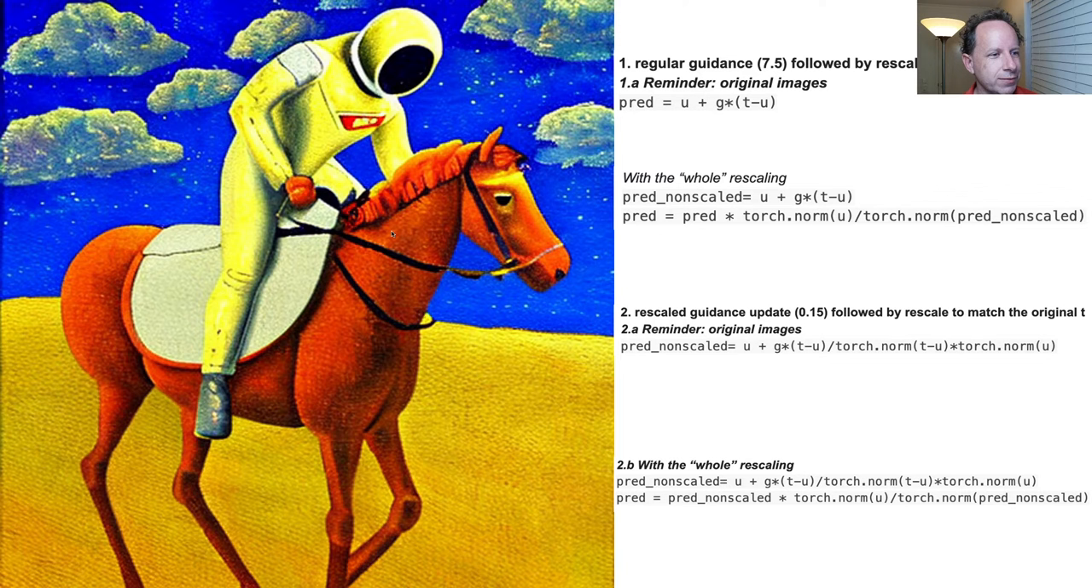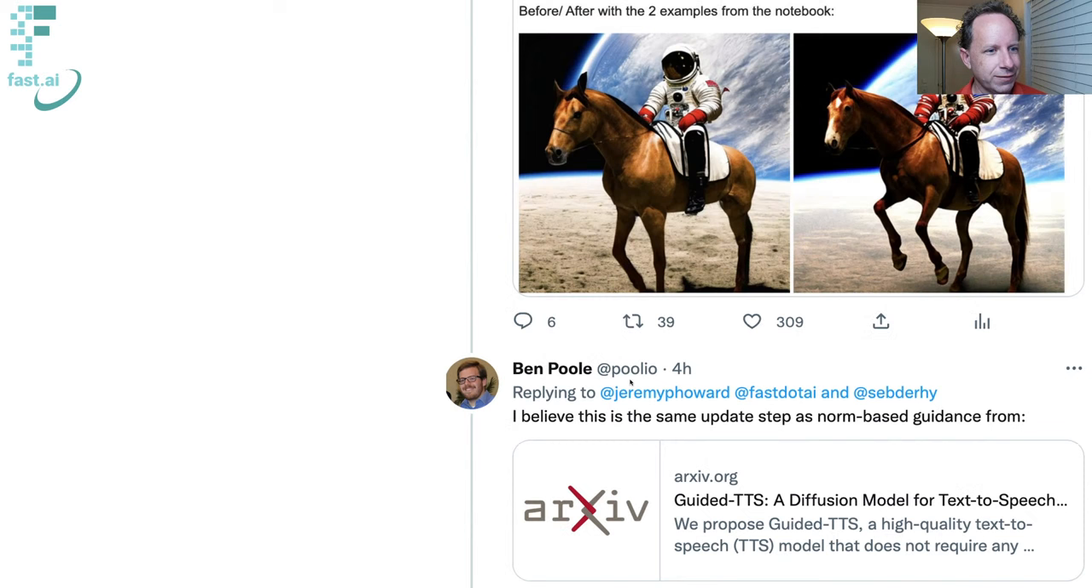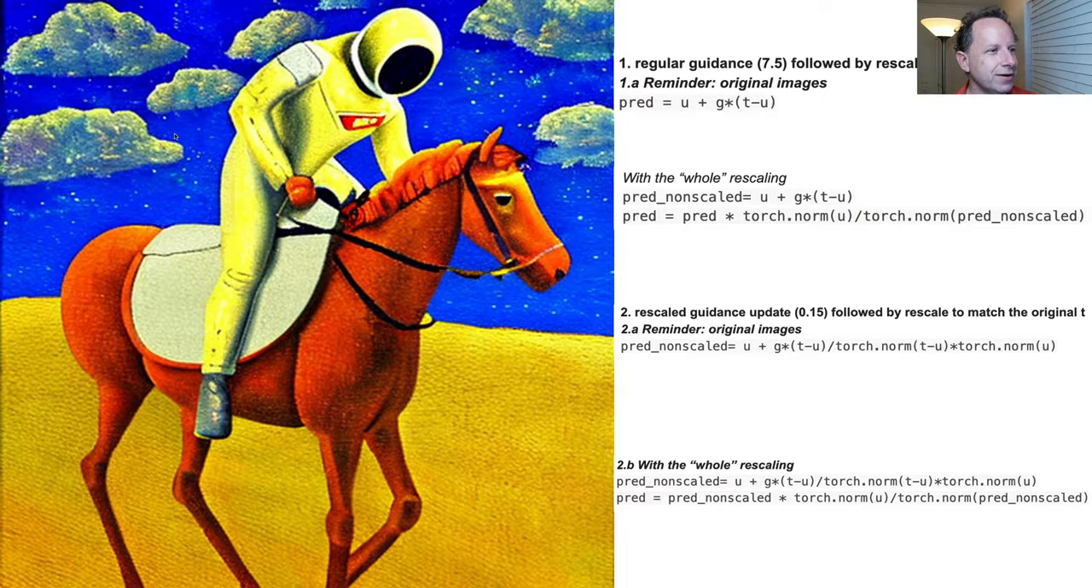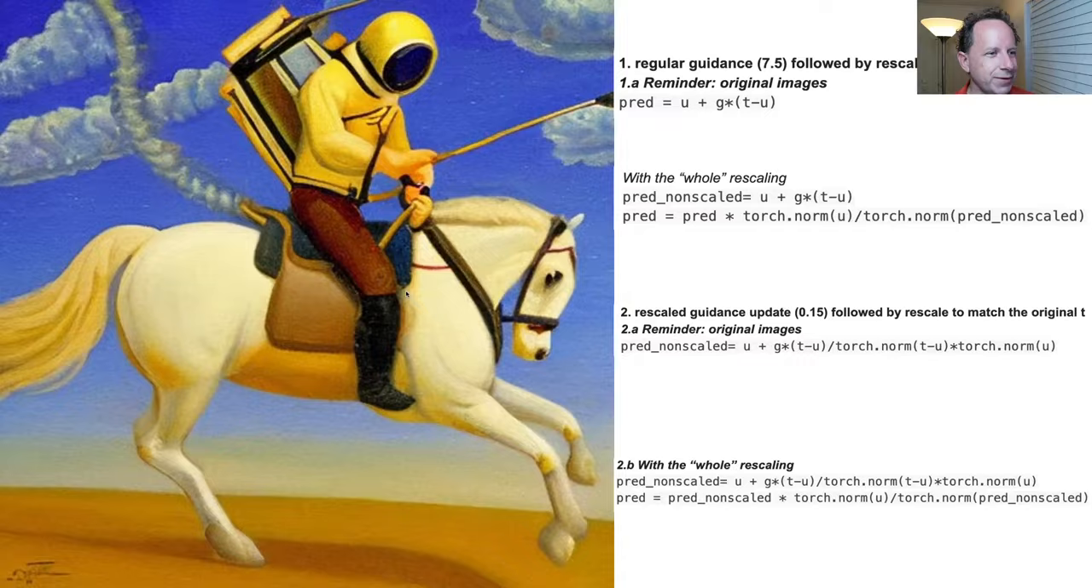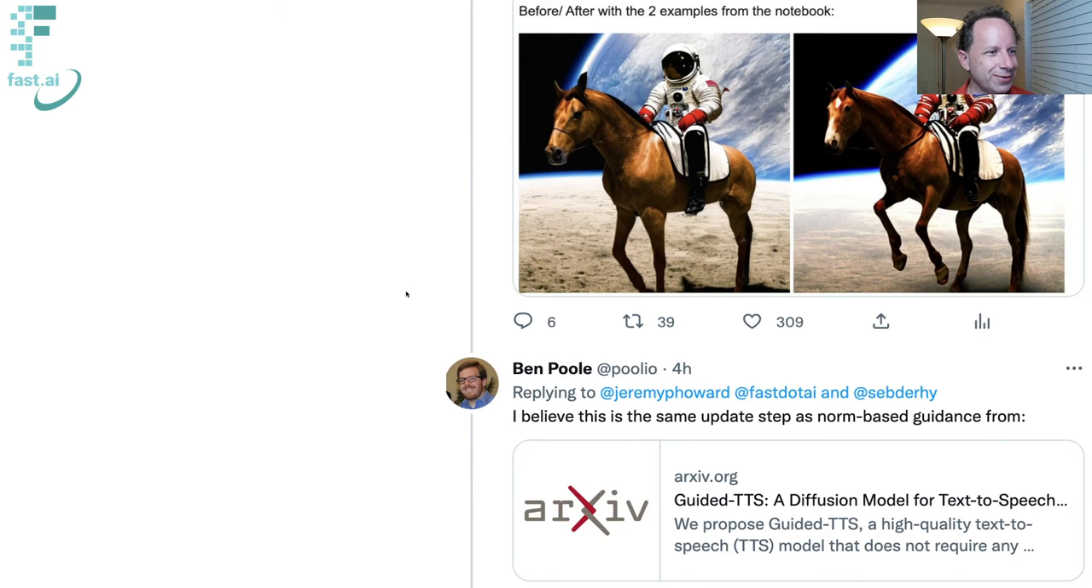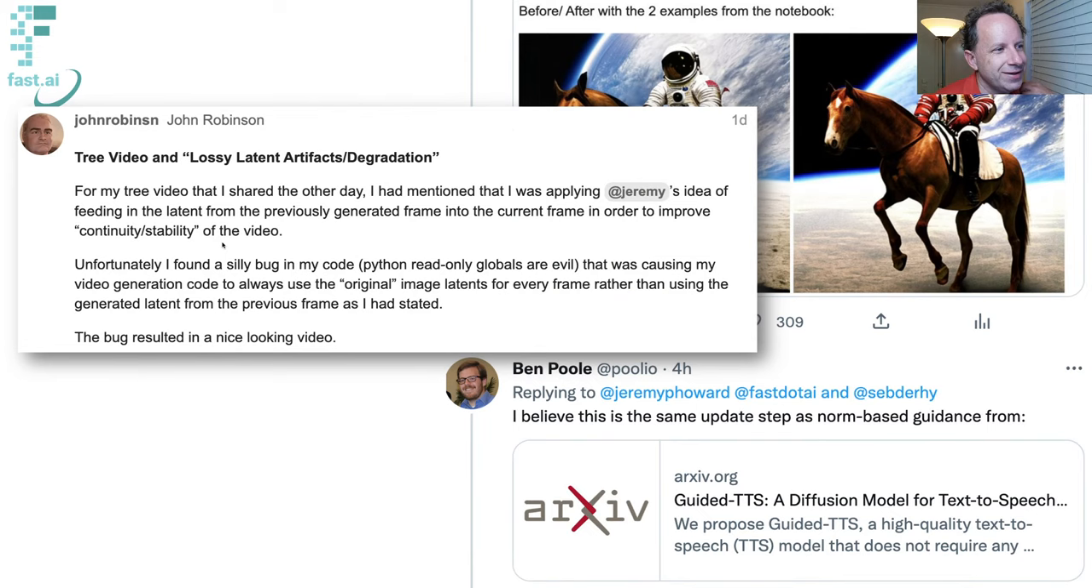Anyway, hopefully folks on the forum can help figure out whether this paper is actually showing the same thing or not. And then the other interesting thing was John Robinson got back in touch on the forum and said that actually that tree video doesn't do what we think it does at all. There's a bug in his code. And despite the bug, it accidentally worked really well. So now we're in this interesting question of trying to figure out how he created such a beautiful video by mistake, reverse engineering exactly what the bug did, and then figuring out how to do that more intentionally.